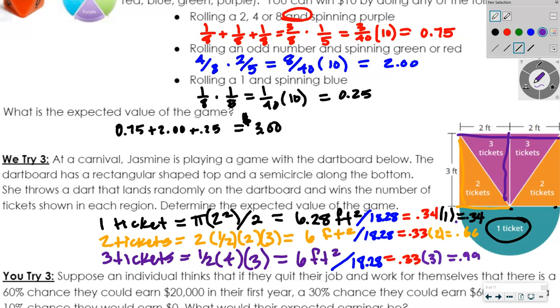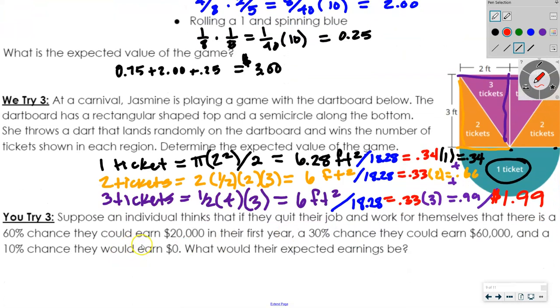Now what we're going to do is add these 3 together, right? That's going to give our total for what this is worth. And so I got $1.99 when I added them together, okay? $1.99, okay? That's what it is. That's the expected value of the game. All right, let's see if you guys can do try 3. Come back to me when you're done.